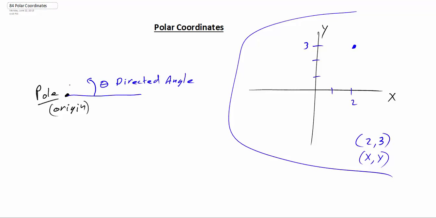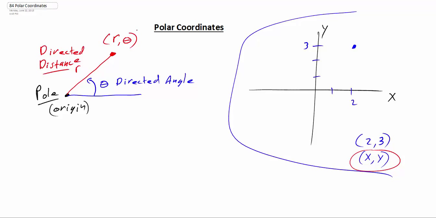And once we rotate some angle, then we're going to go out some distance r, which would be the directed distance, and that's going to tell us to go out how far to get to our point. So over here where we used x and y in the rectangular coordinate system, over here we're now going to be using r and theta. So instead of having the ordered pair x y for the polar coordinates, we're going to have r comma theta.